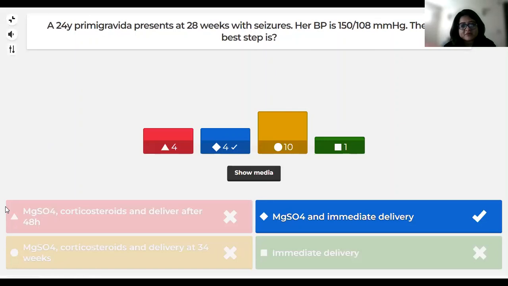Okay, yes. So magnesium sulfate and immediate delivery. If you mark D, immediate delivery, that's not wrong. But you have to choose the next best step amongst all those given. You have to choose the next best step. And why the first two are wrong, all that you'll understand better once we do the discussion.